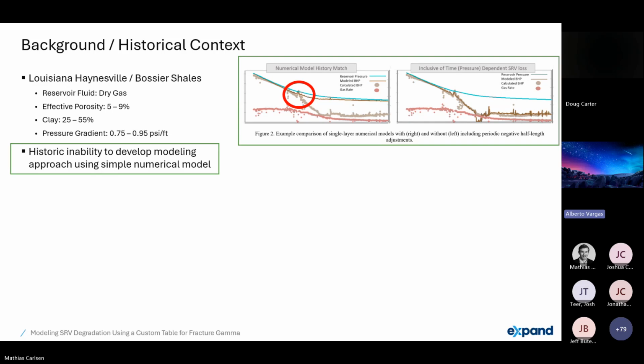So what we would do is use some band-aid approaches, where we would add perhaps a skin or a refrac with a negative XF, and we would try to put a band-aid on it. And we can get a match, and on the right-hand side you can see that match. The problem is we can't apply that to other wells. So we couldn't have something predictive that we could apply to other wells.